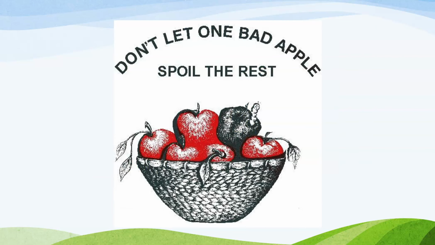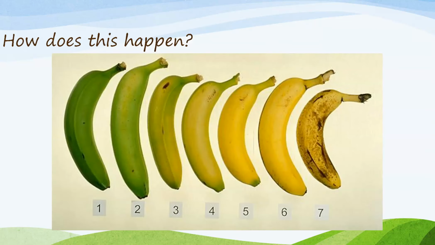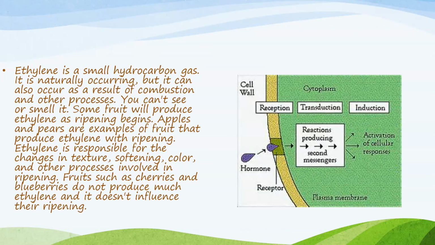causes the plant to curve. I'm sure some of you have heard, one bad apple spoils the rest, and have seen a banana ripen over time. Well, what's happening here? Well, ethylene is also a hormone. Ethylene is a gas. You can't see or smell it, but some fruit will produce ethylene as ripening begins.